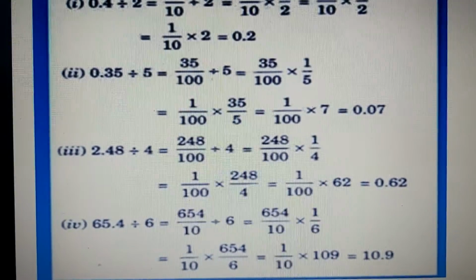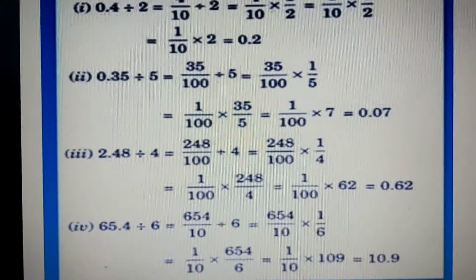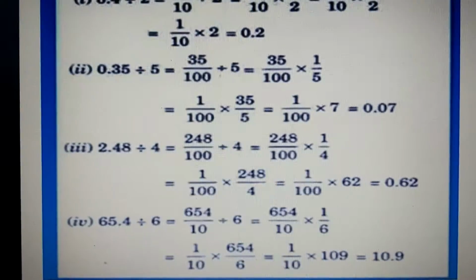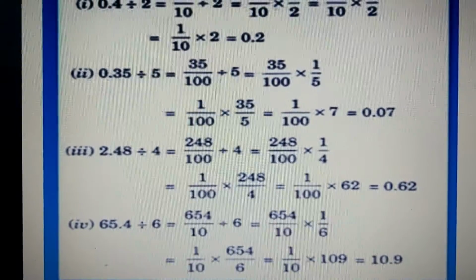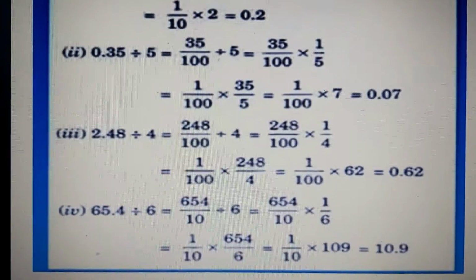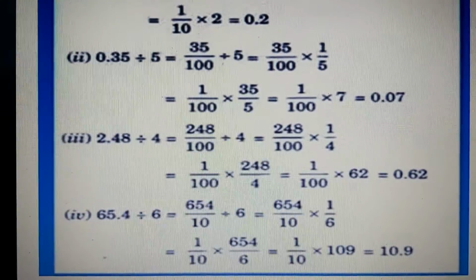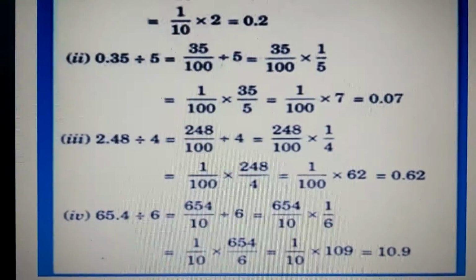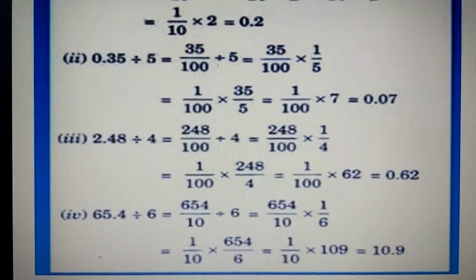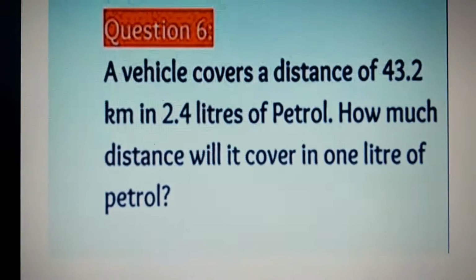And as it is the last one, that is 65.4 divided by 6. So 65.4, when we remove the decimal point, we can write 654 divided by 10, divided by 6. When we change the divide sign into multiplication, we can write the reciprocal of 6, that is 1 by 6. And we can cancel 654 by the 6, and we will have the answer 109. So 109 divided by 10 we can write 10.9. So that is the answer.